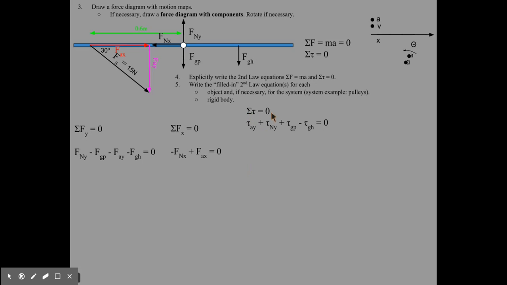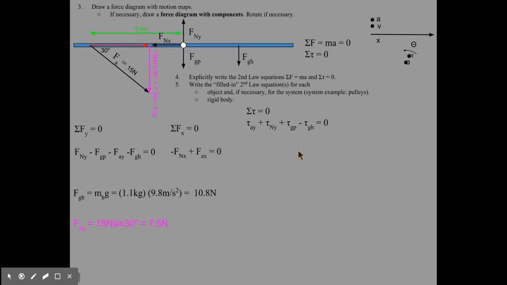The torques have to add up to zero as well. So anything that can make this thing spin, we're going to observe and see whether or not it provides a non-zero torque. We're going to look at this force FAY. Does it produce a torque, torque AY? We're going to look at FNY to see if it produces a torque NY. And the same with the force due to gravity of the plank. We'll see if that produces a torque and whether the hanging mass produces a torque.